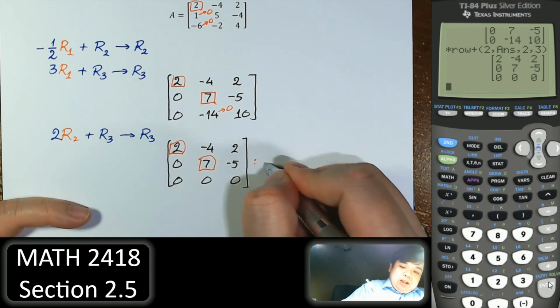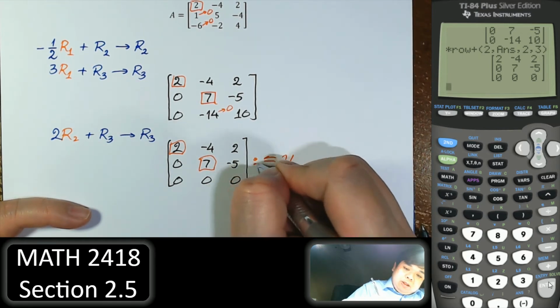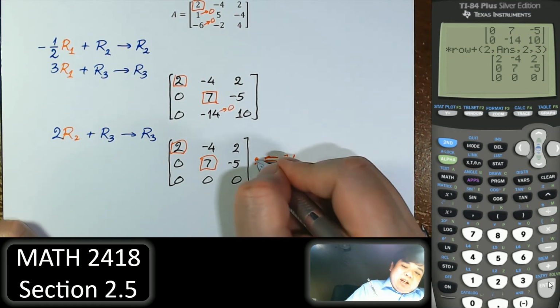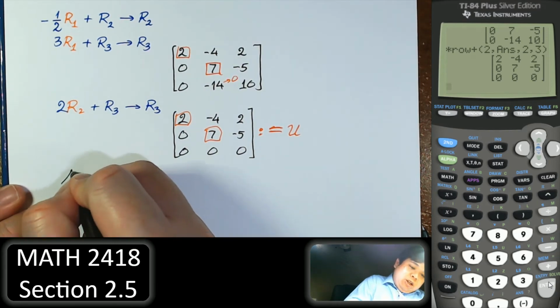This is equal to the matrix U. So in computer science, back when I learned, we're going to make that equal to U, or let U equal to that. So now we write out A is equal to LU.